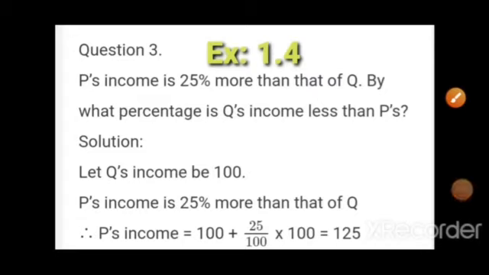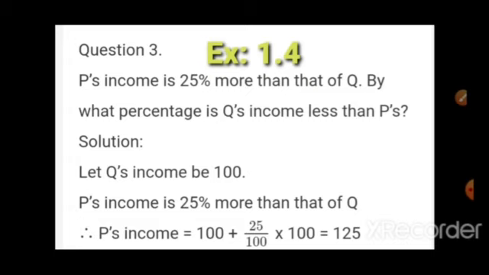Good morning students. Now we are going to see exercise 1.4 question number 3. P's income is 25% more than that of Q. By what percentage is Q's income less than P? Here we are going to compare P's income and Q's income.